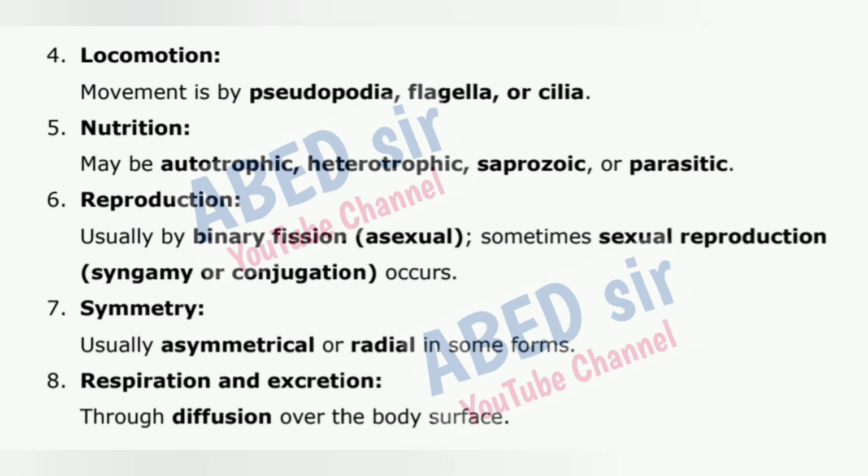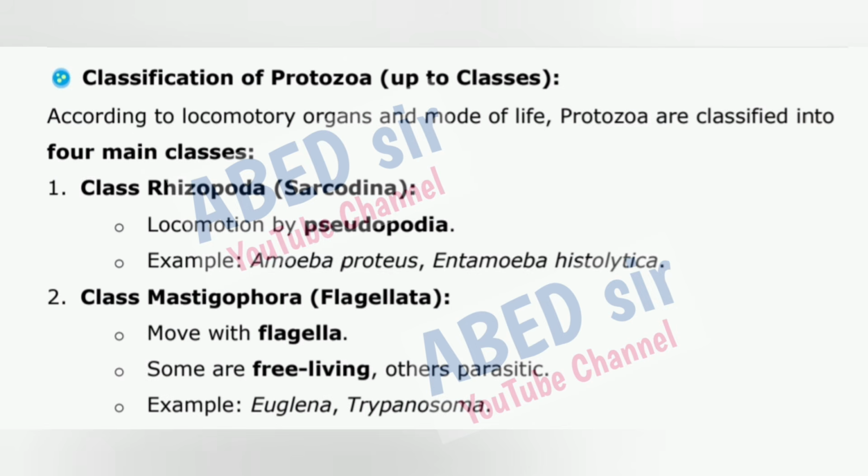7. Symmetry. Usually asymmetrical or radial in some forms. 8. Respiration and excretion. Through diffusion over the body surface. Classification of protozoa up to classes. According to locomotory organs and mode of life, protozoa are classified into 4 main classes.